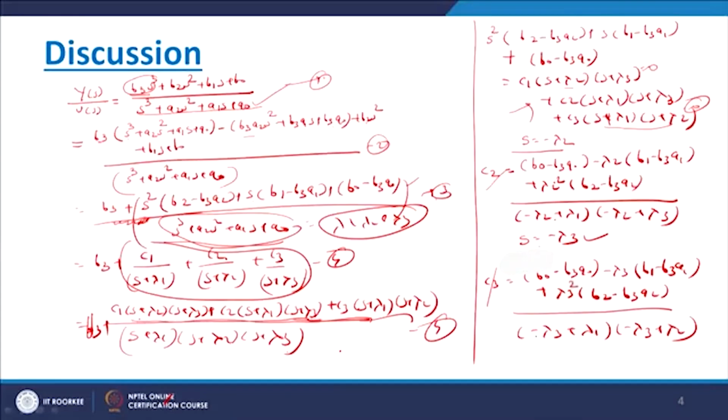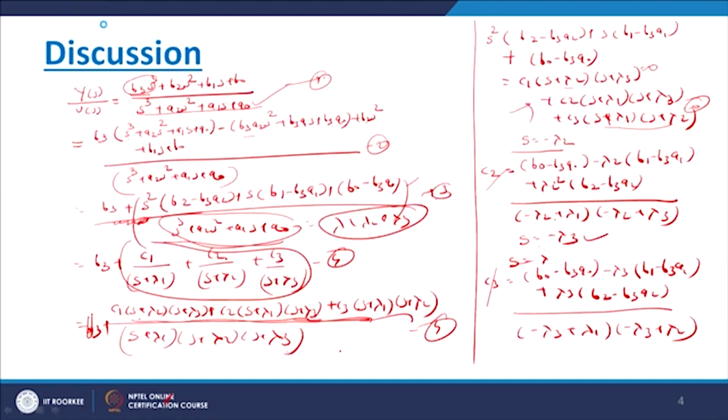If you replace S equals 0 in this equation, you will get C1 in terms of lambda 2 lambda 3, C2 in terms of lambda 1 lambda 3, and C3 in terms of lambda 1 and lambda 2. So finally we can write the value of C1 as C1 equals (B0 minus B3 into A0 minus C2 lambda 1 into lambda 3 minus C3 lambda 1 into lambda 2) divided by lambda 2 and lambda 3.